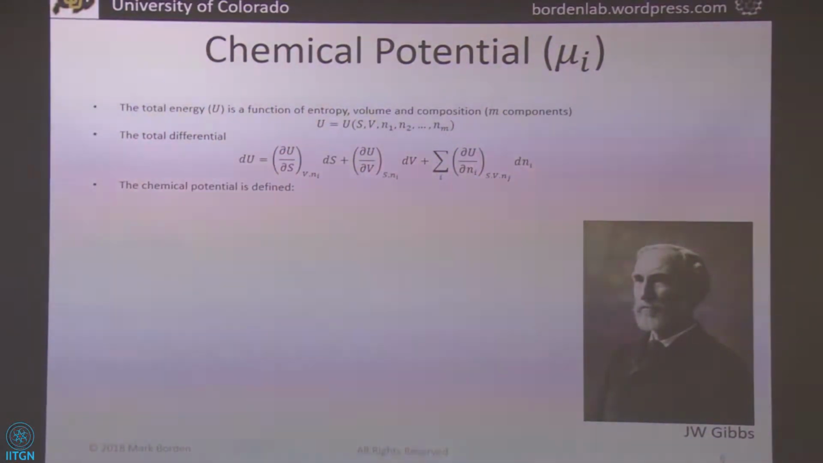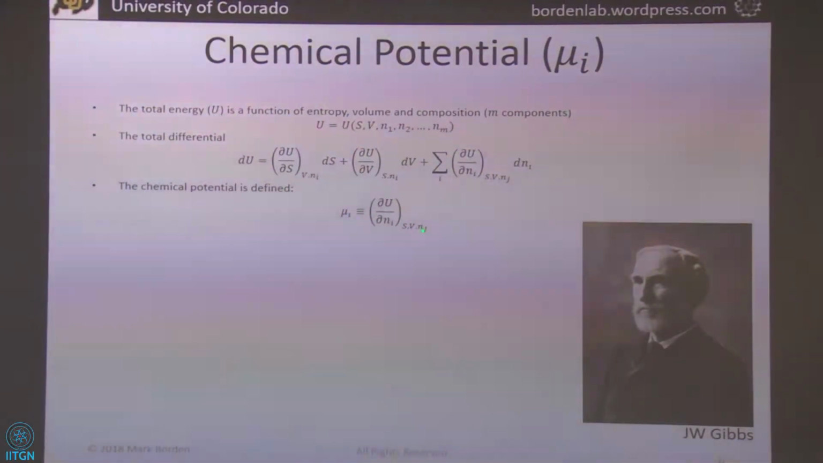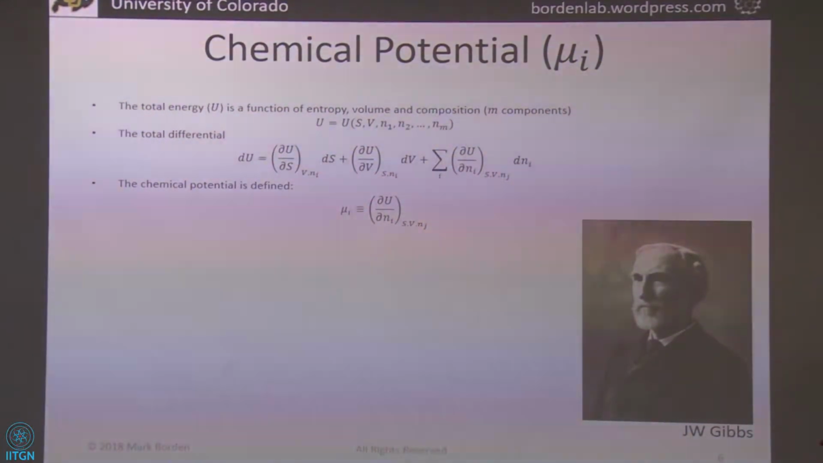So the chemical potential is actually defined as this part. So dU over dn_i at constant entropy, constant volume, and n_j, the number of moles of all the other components. Okay? So what we're looking at, the chemical potential, is defined as the change in the total energy versus the change in the number of molecules of a specific component. And you'll have a different chemical potential for each species. Right?